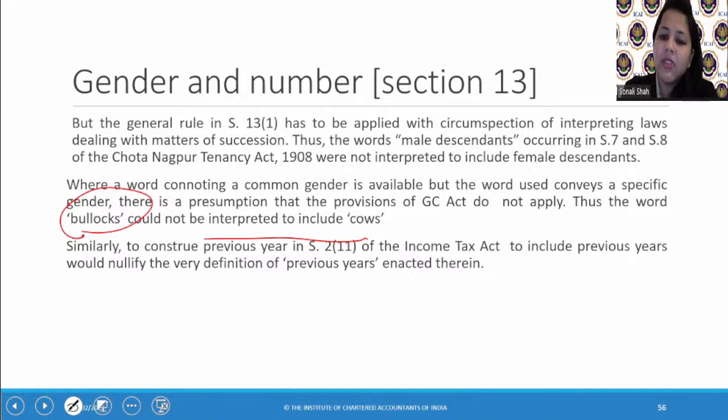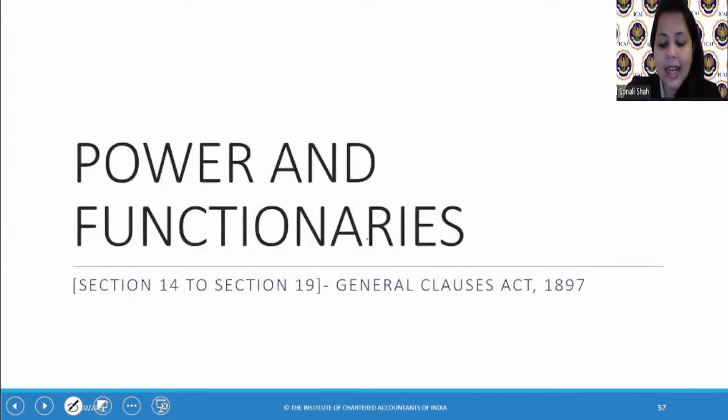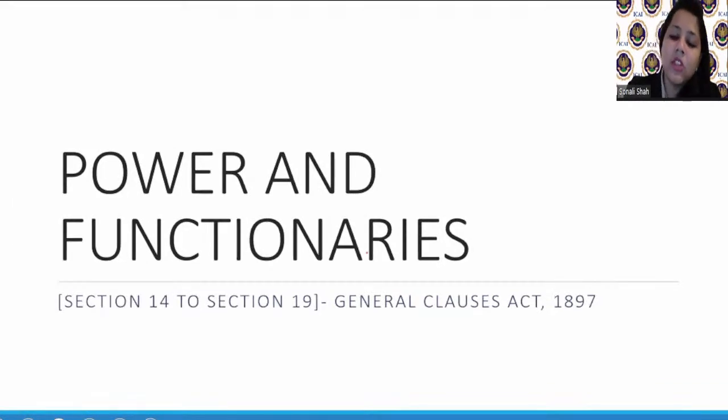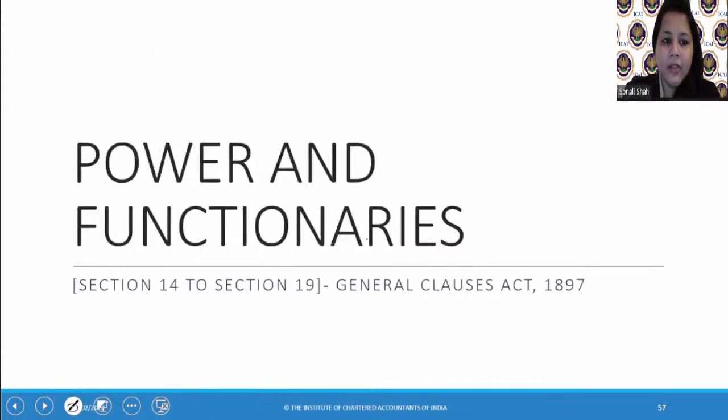So if the use of gender is generic, then it will include both the genders. But if the usage of the word is very, very specific, now the use of the word bullock is extremely specific, in that case it cannot be interpreted to include cow also. Is that clear? So whenever it says male, it includes female also. Whenever it says singular, it includes plural also, and the same is the vice versa. Is that clear?